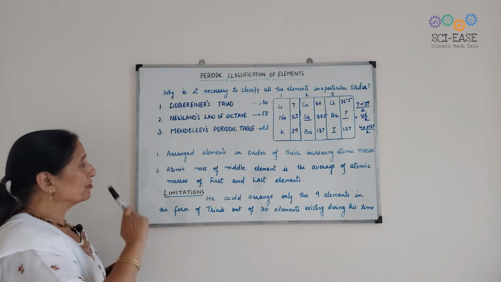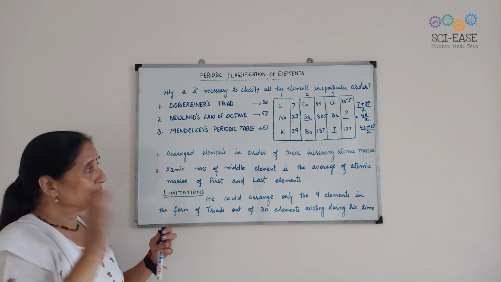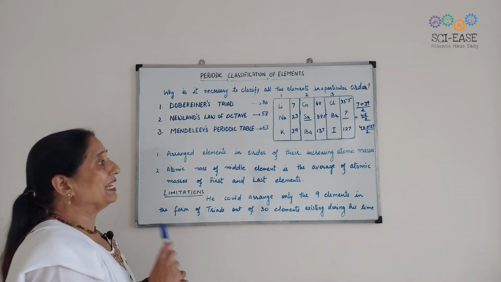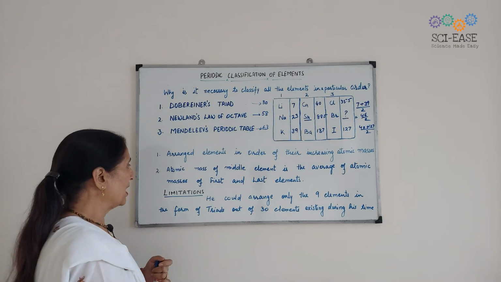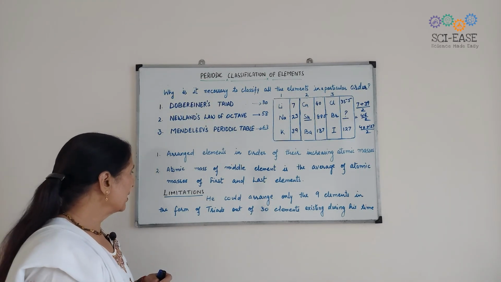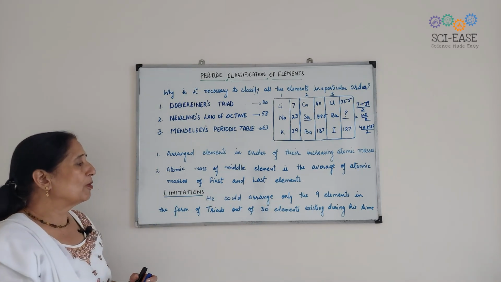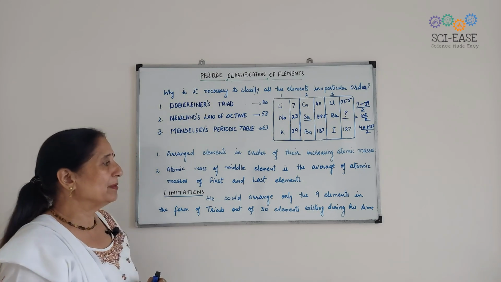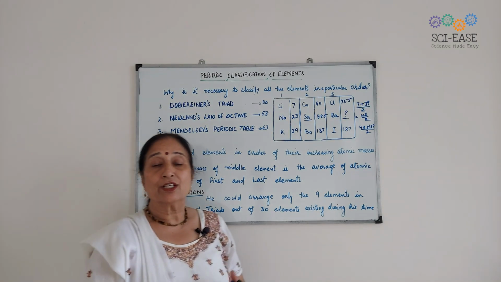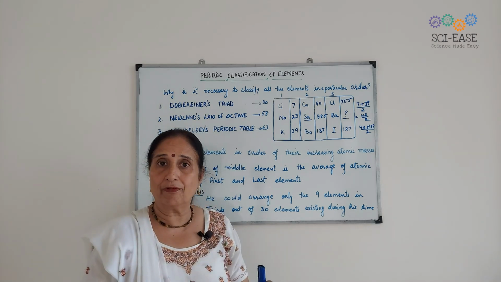So, what is his contribution? Arranged elements in order of their increasing atomic masses. The atomic mass of the middle element is the average of the atomic masses of the first and the last element. This much he has told. What was the limitation? He could arrange only 9 elements in the form of triads out of 30 elements existing during his time. So this is Dobereiner's triad, that is clear to all of you.